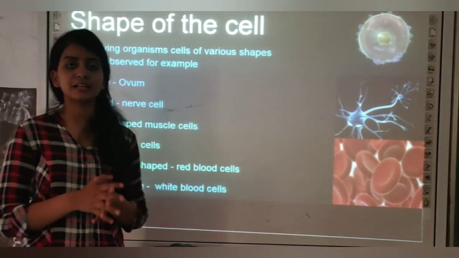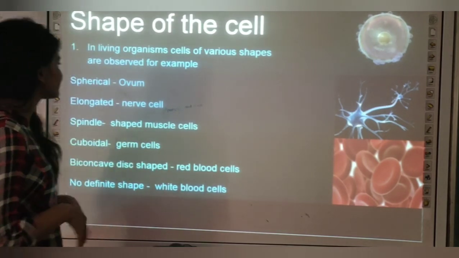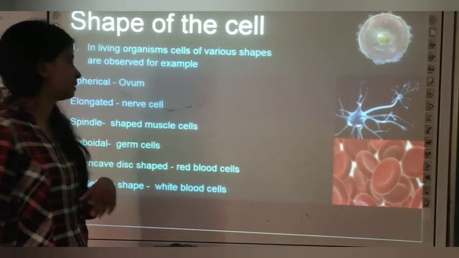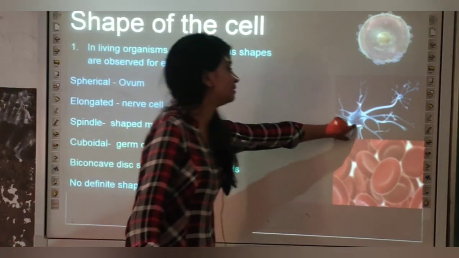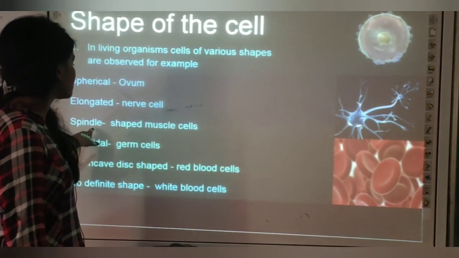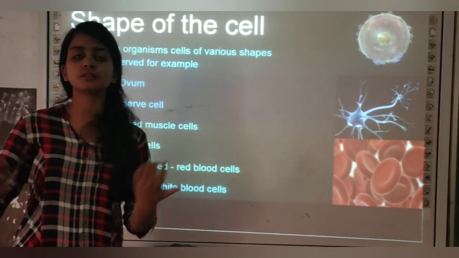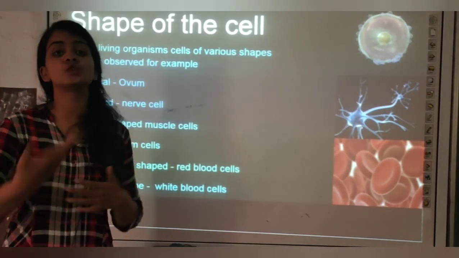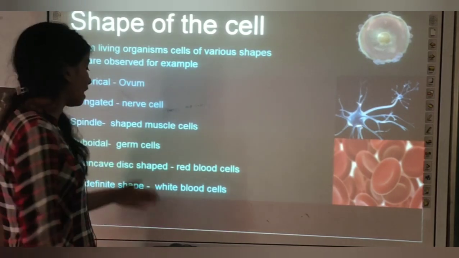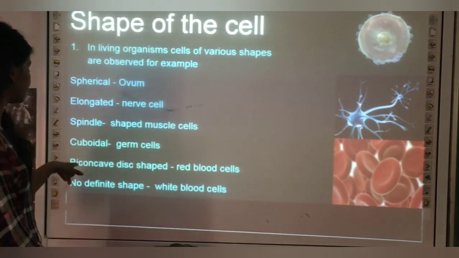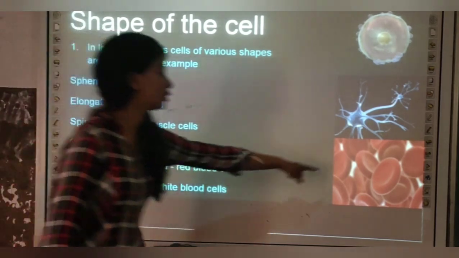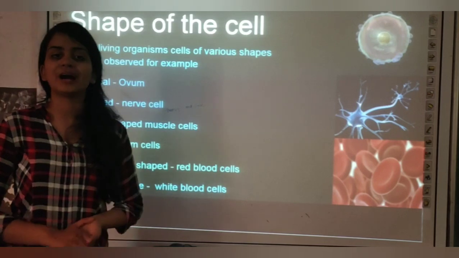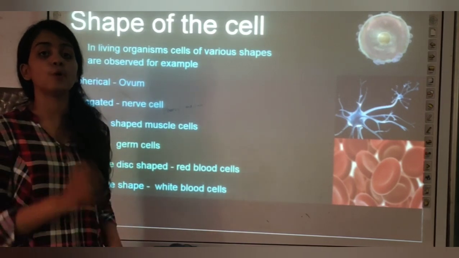Are all these shapes of the cell the same? No. For example, look, this is oval and its shape is about spherical. Then elongated means nerve cell. This is nerve cell. Next is spindle shape, like our muscle cells. Cuboidal, germ cells, which are sexual cells, and those sexual cells are cuboidal in shape. Biconcave disc shape means RBC. Look at this, this is biconcave disc shaped. Last is no definite shape, white blood cells. White blood cells have amoeboid shape.